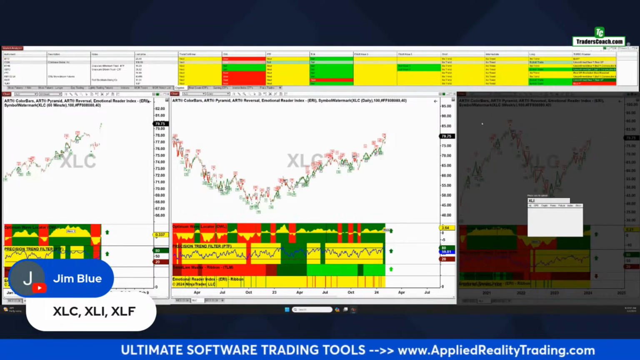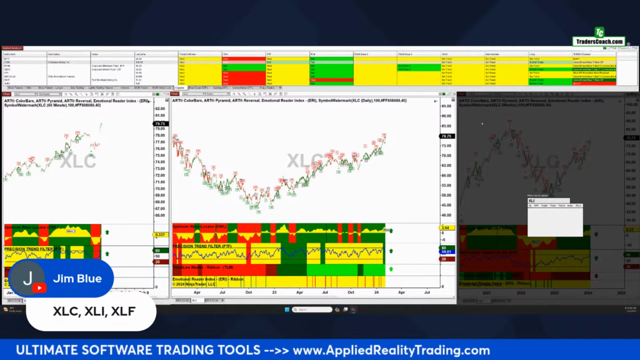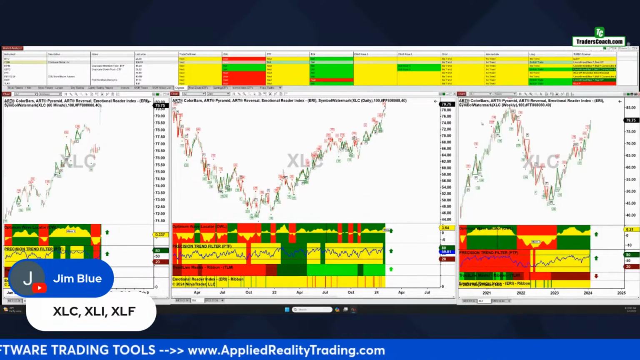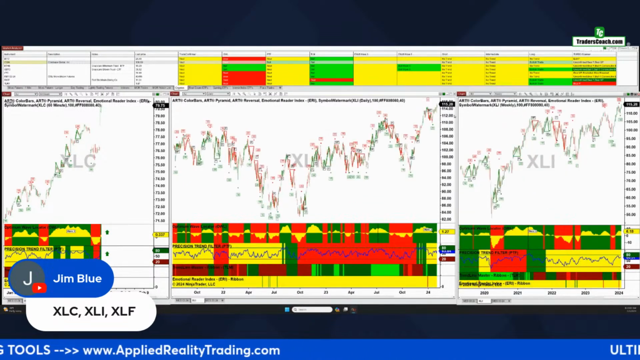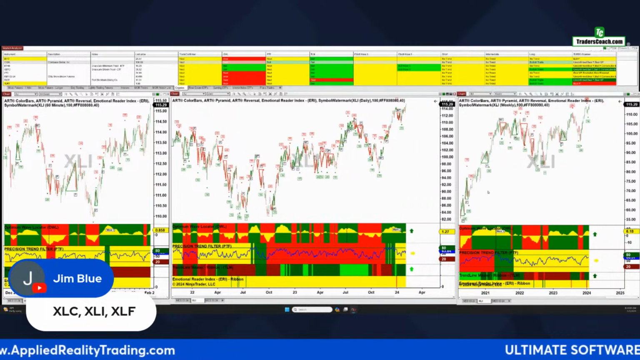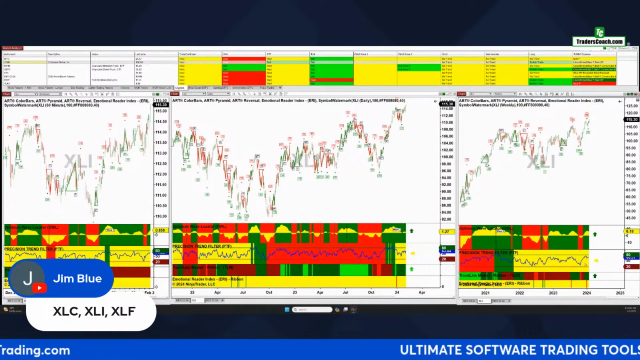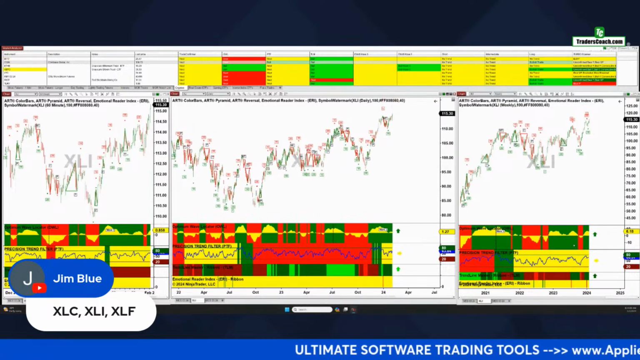All right, let's take a look at XLI. So I think it's going higher. Okay, I do think it's going higher, but I don't see a trade for us based on these levels. All right, let's see about this one. Okay, yellow PTFs, those are neutral when they're yellow.